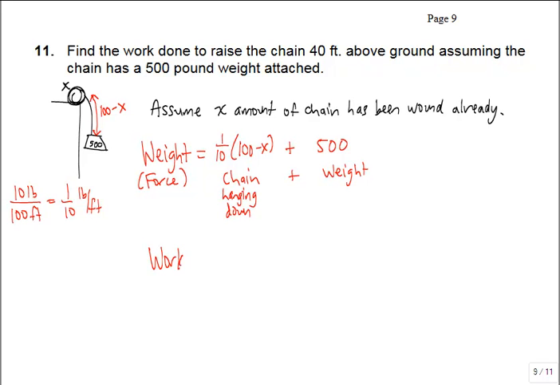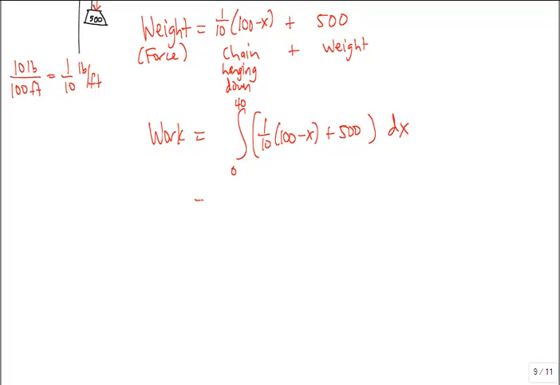So my work is going to be the integral of this weight function times my distance dx. And I want my bounds here to be starting from 0, and we want to raise this chain 40 feet above the ground. So that means we need to wind up 40 feet of chain so that that weight is 40 feet up. So my bounds should be from 0 up to 40. So here's my work integral. To actually integrate it, I'm going to pull out that 1/10 from the first part.